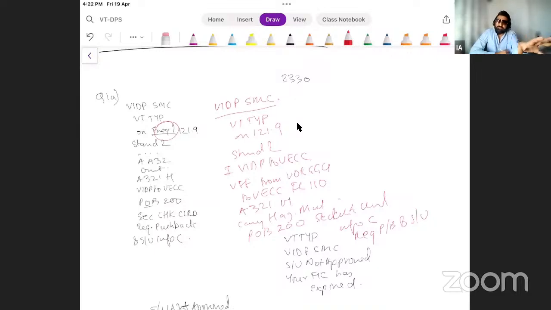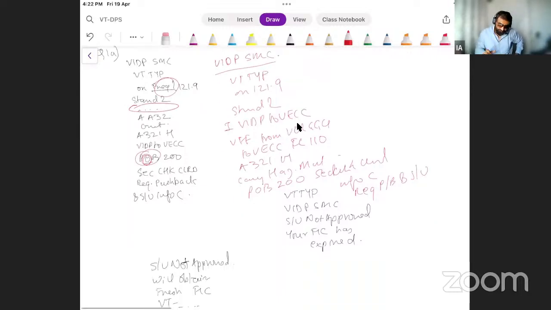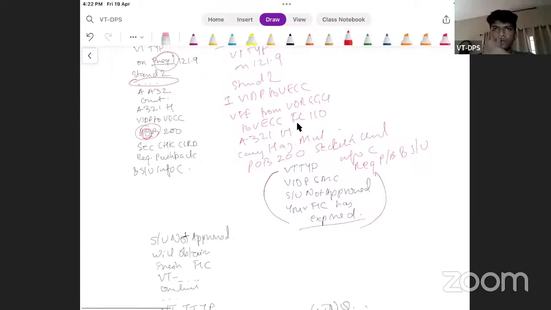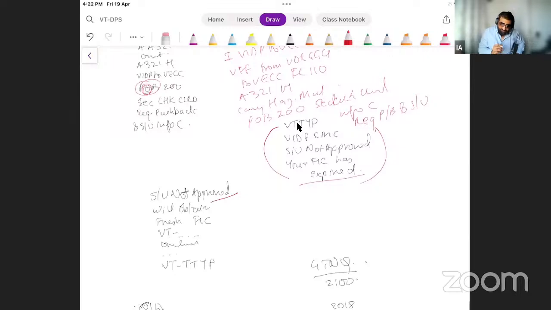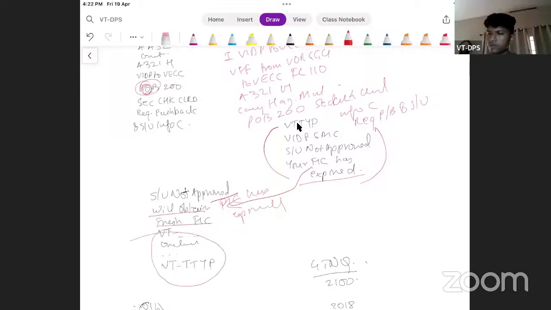Carrying hazardous material because of special handling, security check cleared, everything is the same then. But fluency, there was so much dead air after Stand 2. You said passengers on board, didn't realize what you said, but everything else was fine. But it was not confident. Yes, sir. It was a good thing that you said startup not approved. Here, give a readback of this also. So you have to say this also. FIC has expired. And then say, will obtain fresh FIC. And here, you had so much fumbling with ending your call sign. Unnecessary fumbling.